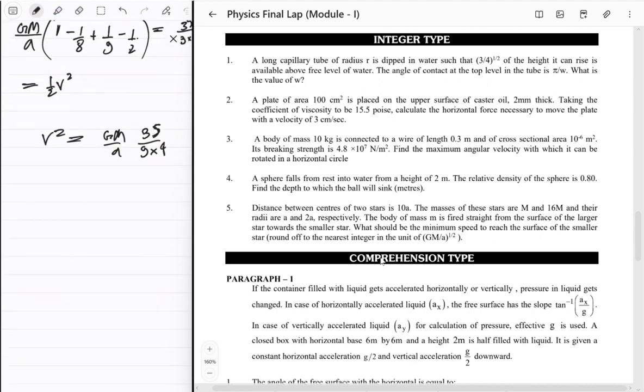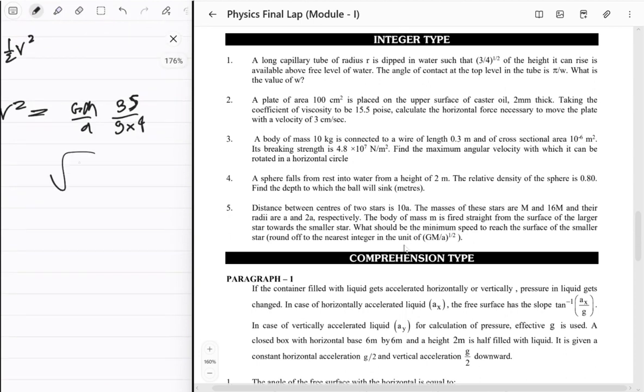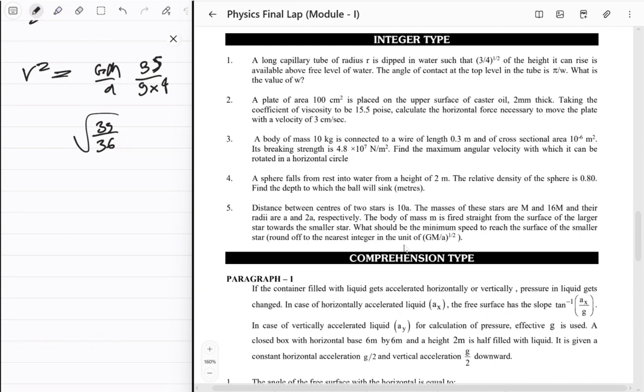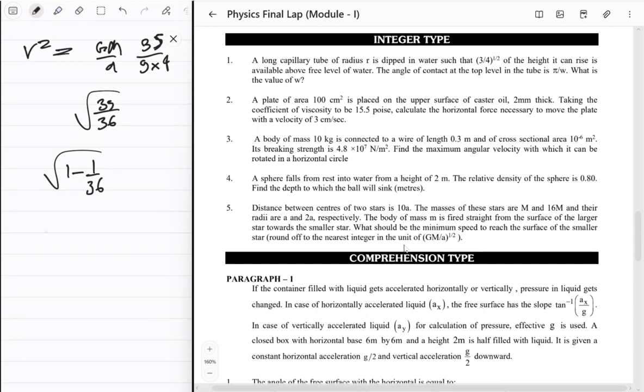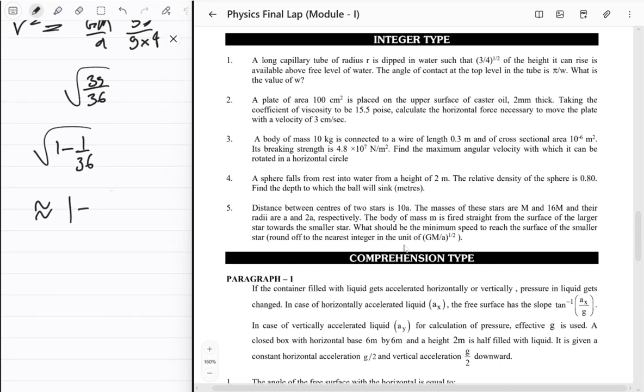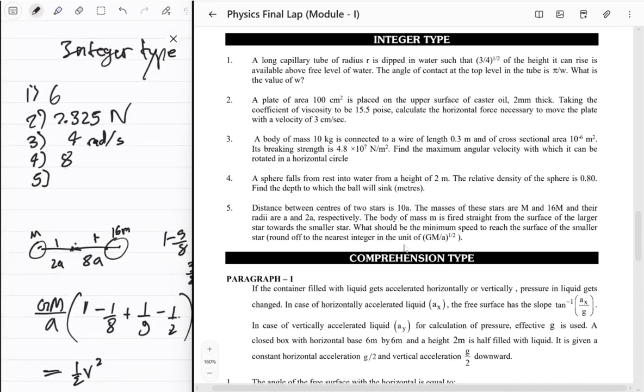तो अपने को बस ये कैलकुलेट करना है. In what? In the nearest integer to that, right? Round off the nearest integer in unit of course. So अपने को ये कैलकुलेट करना है. Square root of 35/36 basically. Huh. Interesting. It's like square root of 1 minus 1/36. हाँ ठीक है ना. It's approximately what? 1 minus 1/72, which is okay. Approximately 1. That's the thing. So 1 is the closest to it.